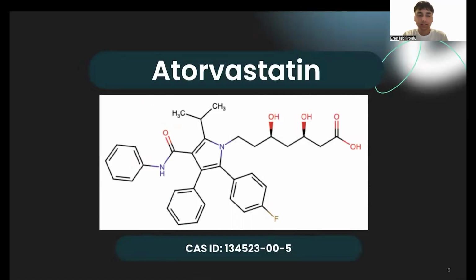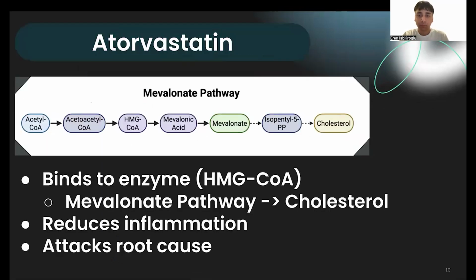This is atorvastatin, the second gold standard treatment of CAD. This compound binds and inhibits the enzyme HMG coenzyme A, which is the key part of the mevalonate pathway. The reason why this inhibition is so crucial is that this pathway synthesizes cholesterol, as seen in the step-by-step diagram above. Thus, atorvastatin attacks the root cause of atherosclerosis and reduces inflammation.